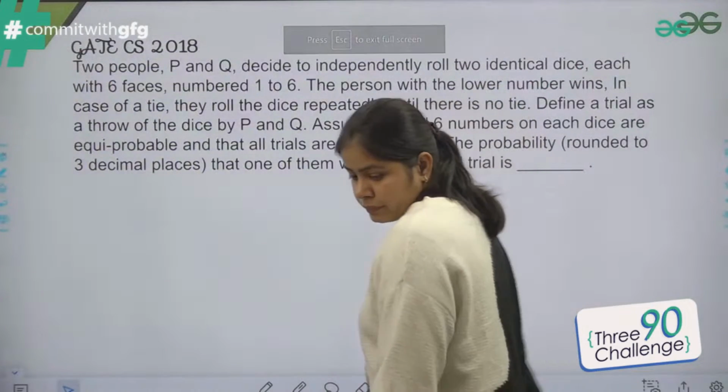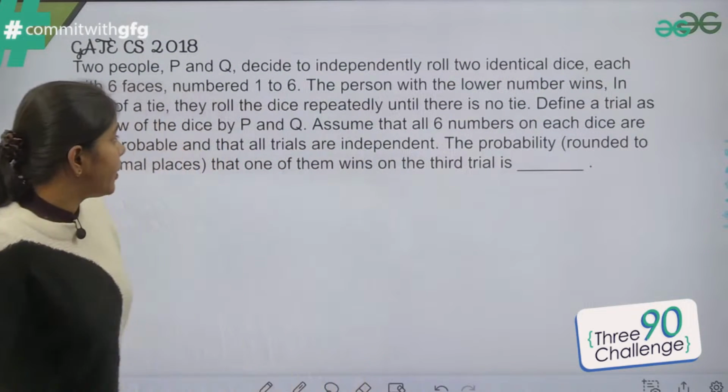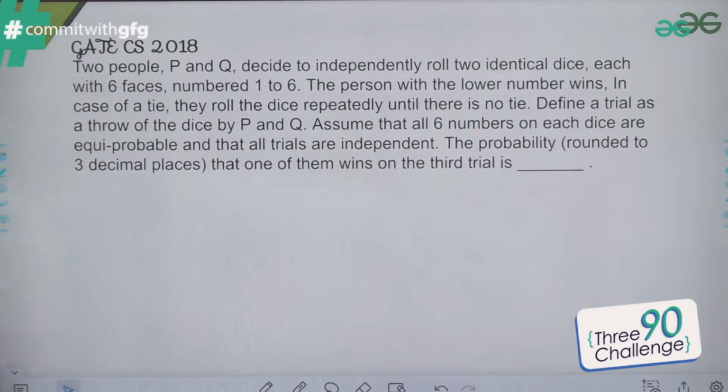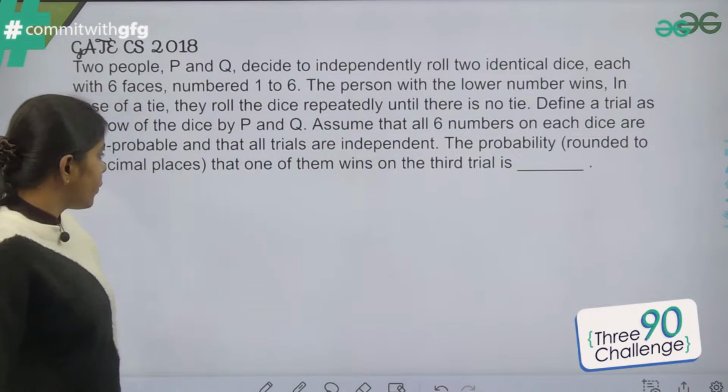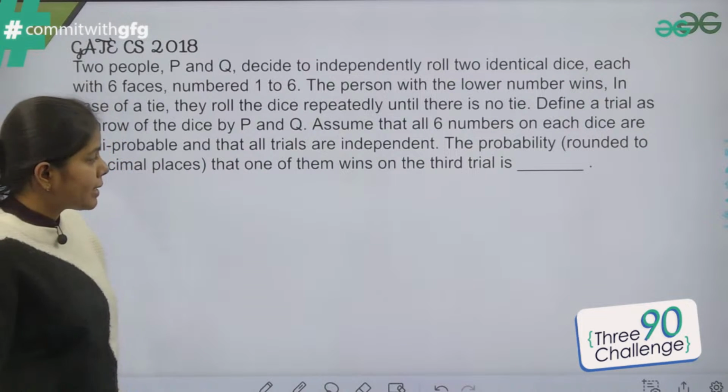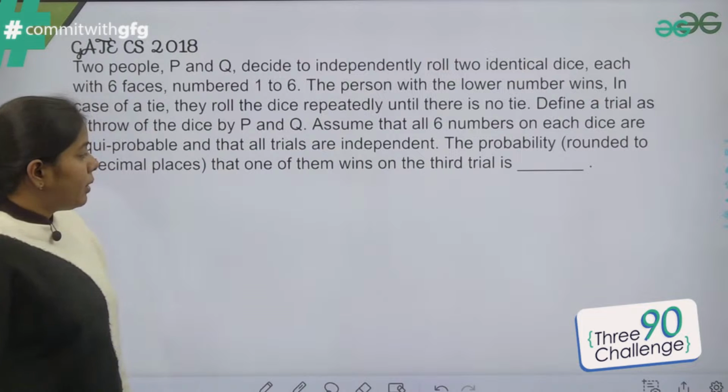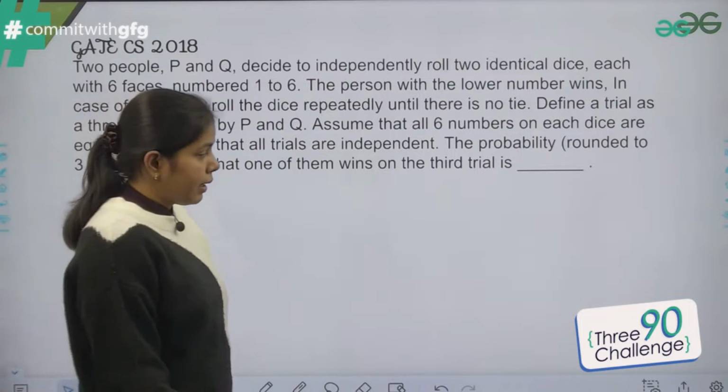Let's solve it. Two people P and Q decide to independently roll two identical dice, each with 6 faces, numbered 1 to 6. The person with the lower number wins. In case of a tie, they roll the dice repeatedly until there is no tie. Define a trial as a throw of the dice by P and Q. Assume that all 6 numbers on each dice are equiprobable and that all trials are independent. The probability that one of them wins on the third trial is.